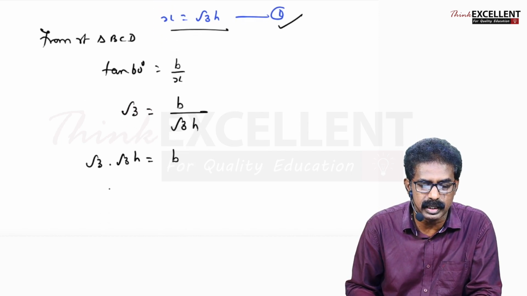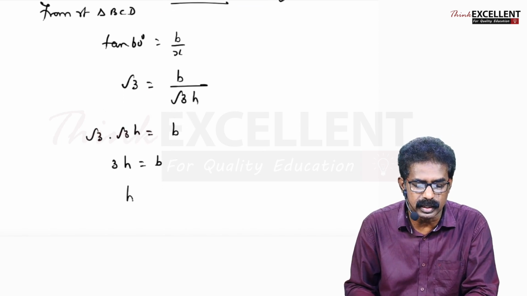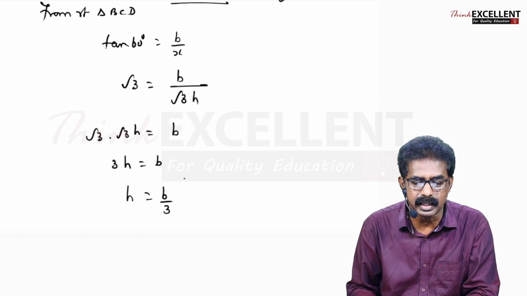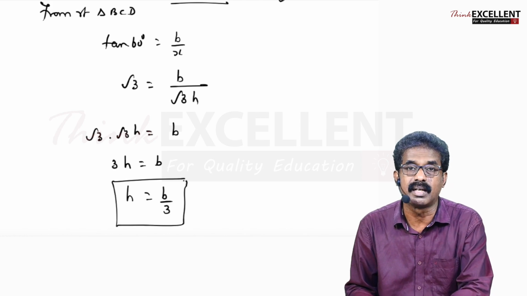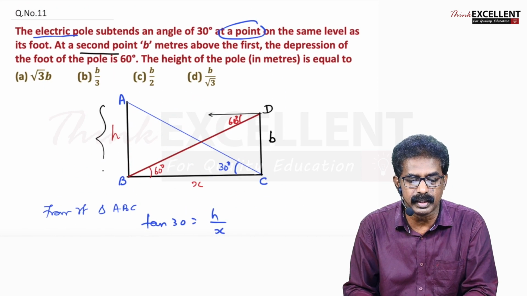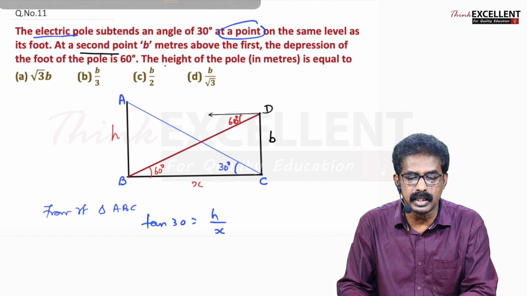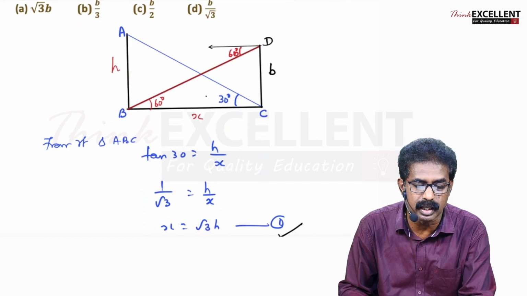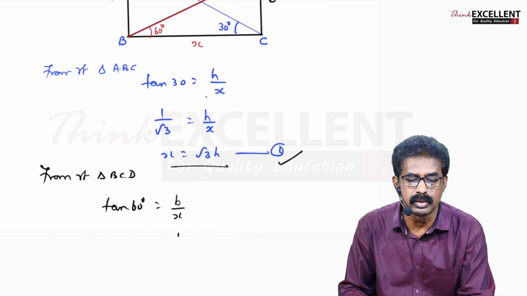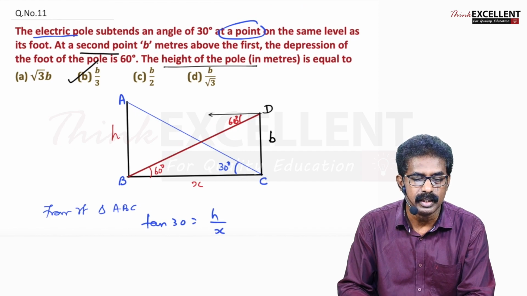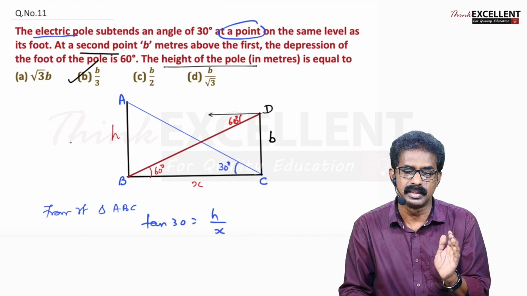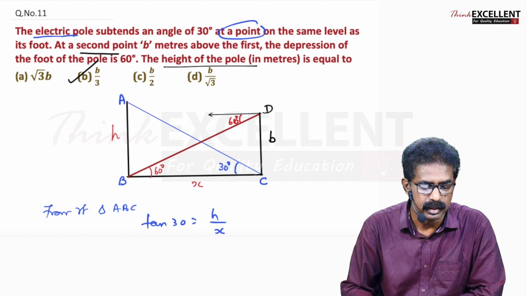So root 3 into root 3 is what? 3H is equal to B. So H is equal to B by 3. H stands for height of the pole, right? Height of the pole we have taken as H. Question is height of the pole is what? Answer you got it? Height of the pole H is equal to B by 3. So the correct option is the second option, okay? So B by 3.